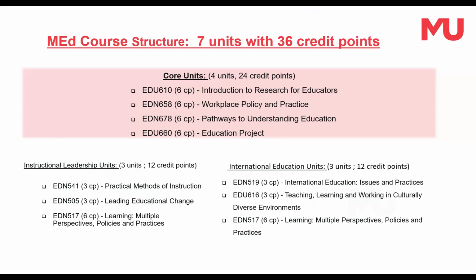So these are the core units in the MEd course. As you can see, Introduction to Research for Educators, Workplace Policy and Practice, Pathways to Understanding Education, and Education Project. These are the 4 core units that we offer, and these units comprise 24 credit points. Each of these units is a 6 credit point unit. All right. Now, depending on which specialization you choose, you would do the additional 3 units.